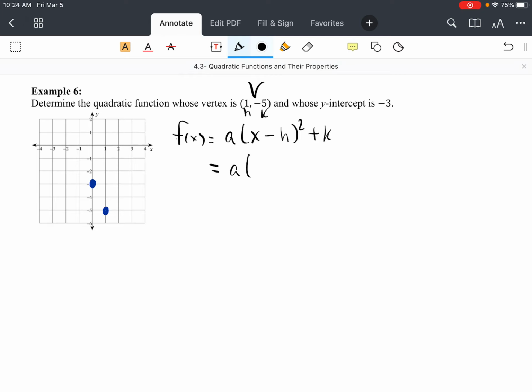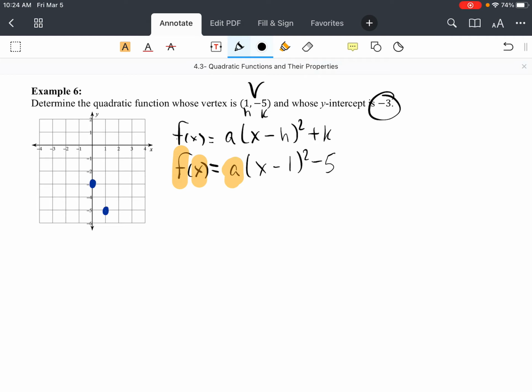Now, because this is our vertex, we know that this is our h and our k. So we can plug those in, right? So we can say that f of x equals a times (x minus 1) squared plus -5. All right, so now we have this. So we need to figure out what a is at this point. Everything else, we have an f and we have an x, so we need to get rid of that a value. The way we do that is by using the other point that we were given.